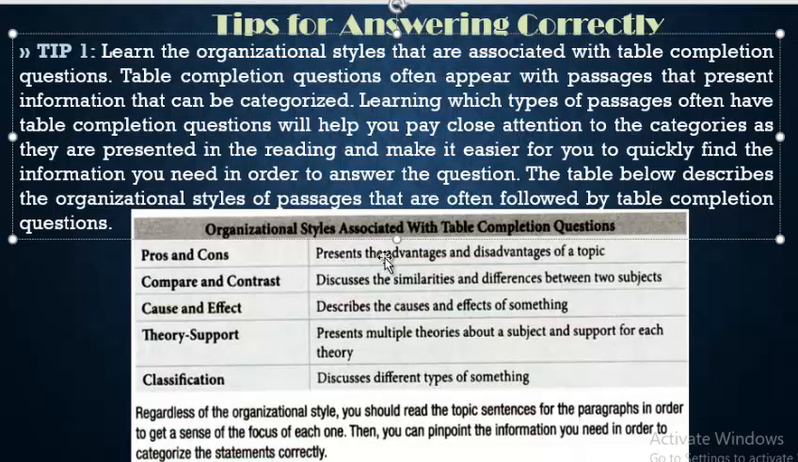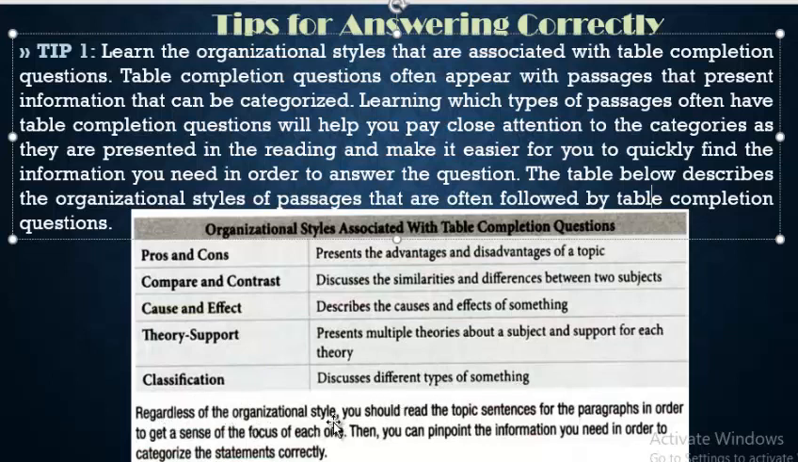In pros and cons, present the advantages and disadvantages of a topic. In compare and contrast, discuss the similarities and differences between two subjects. Cause and effect, describe the causes and effects of something. And theory, present multiple theories about one subject and support for each theory. Classification, discuss different types of something.